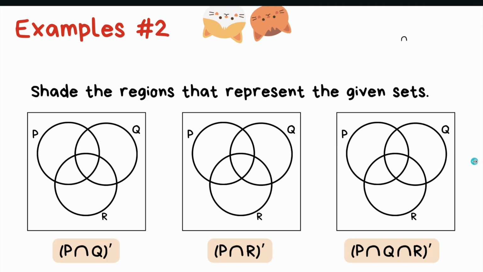Moving on to example question 2, they are asking us to shade the regions that represent the given set. We can see that the question is asking for the complement of intersection.